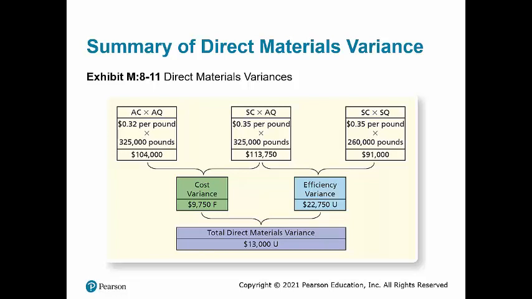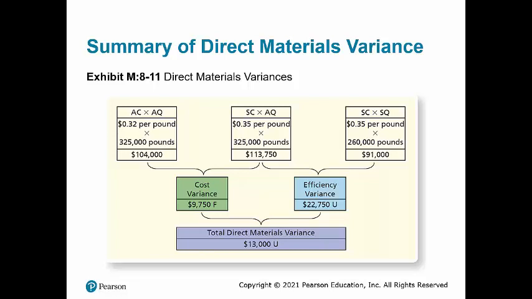So when we look at this slide, in summary, we can see that the workers used 65,000 pounds more of paraffin than was expected. They should have used 260,000 pounds, but they used 325,000 pounds.